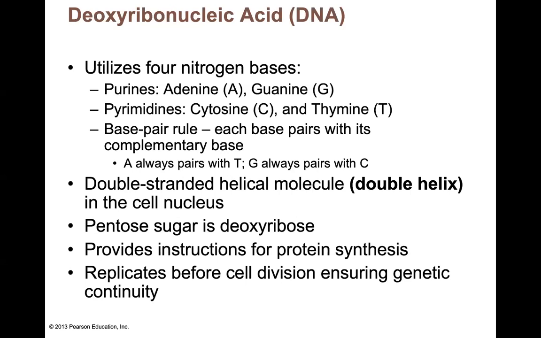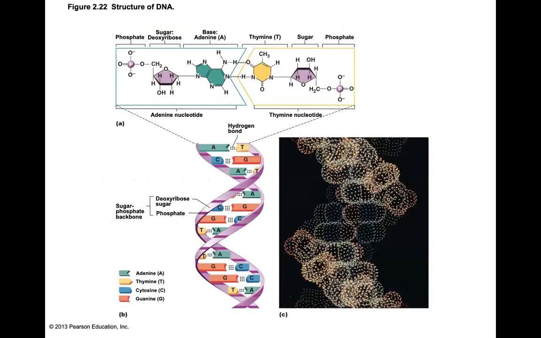A double-stranded helical molecule is typically what we think of when we think about DNA. It's a double helix. The pentose sugar is deoxyribose. DNA provides the instructions for protein synthesis. It replicates before cell division, ensuring genetic continuity. And here you can see a DNA molecule, and it's sort of what we call a ball and stick model there.